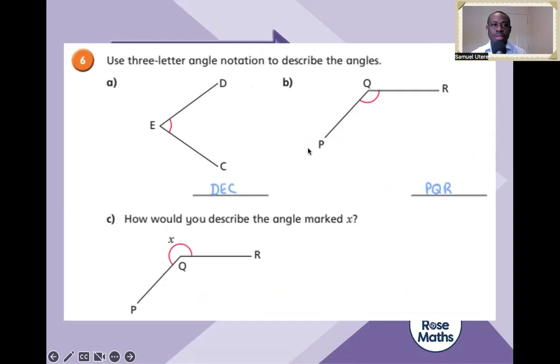Here is the answer to question 6. You are asked to use 3-letter angle notation to describe the angles. And these are the correct letter notation to describe them. Notice how the middle letter refers to the position of the angle. And then how would we describe the angle marked X? We would be more specific. We would say, to be more specific, reflex angle PQR, yeah, or RQP.